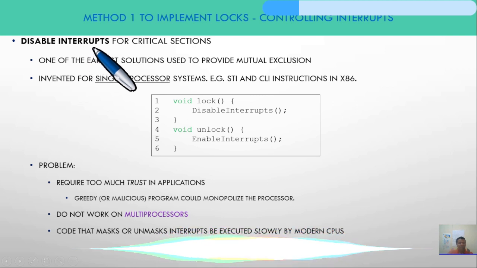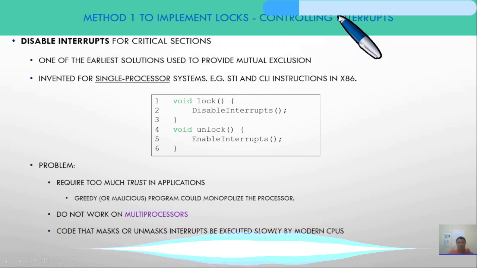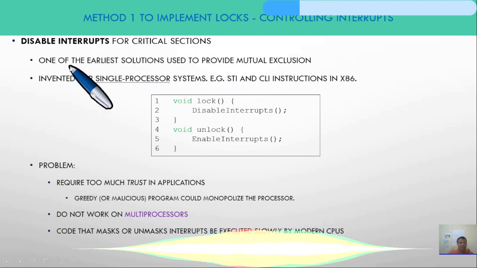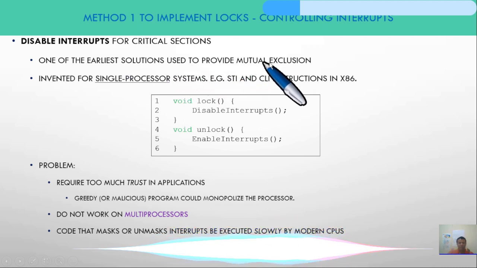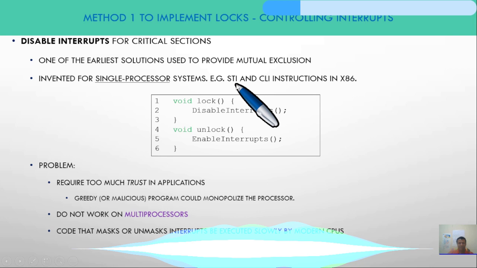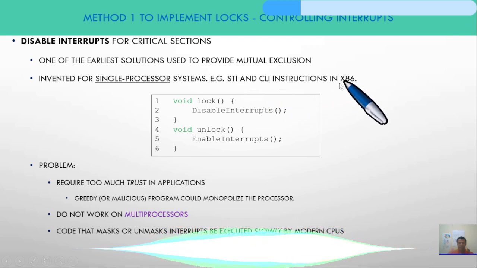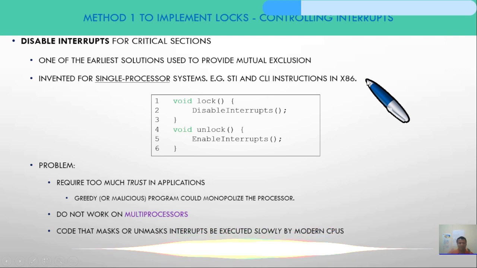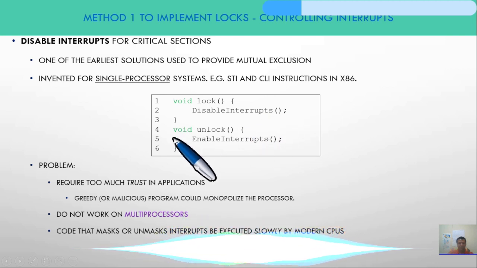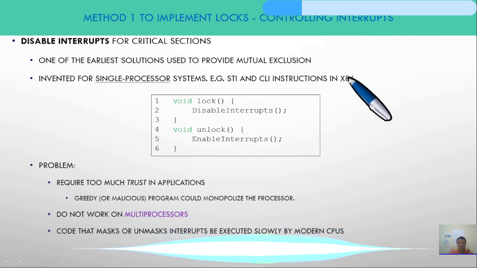So disable interrupts for critical sections. This is controlling interrupts, meaning if we disable interrupts for the critical sections. One of the earliest solutions used to prevent mutual exclusion was disabling the interrupt. It was invented for single processor systems, for example the STI and CLI instructions in the x86 architecture. This is the syntax: void lock, then disable interrupts, then void unlock, enable interrupts. And this is the simple syntax which we can use in the x86 architecture.